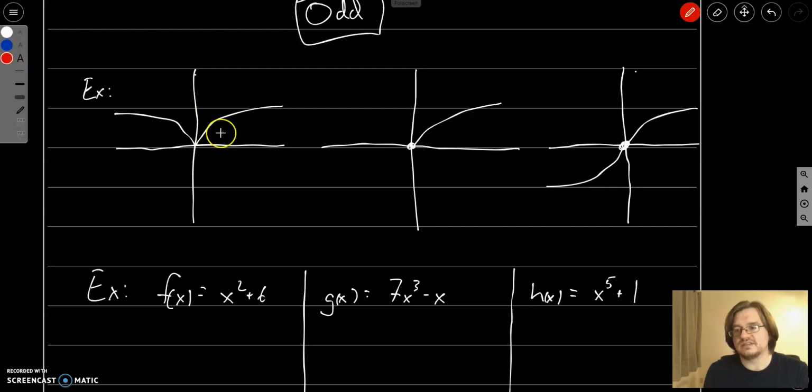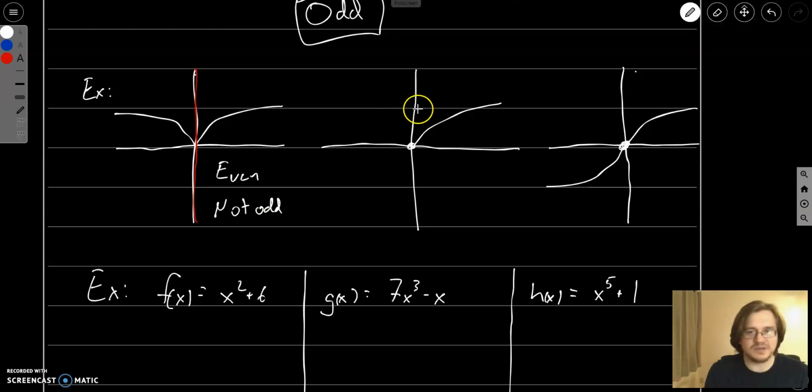So for instance, here for this first graph, if we flip this over the y-axis, we get the same thing. So this is in fact even. But this doesn't have that rotational symmetry. So it's not odd. This one, if I reflect it across the x-axis, I don't get it back, and it doesn't even have rotational symmetry. So this is not even, and it's not odd.